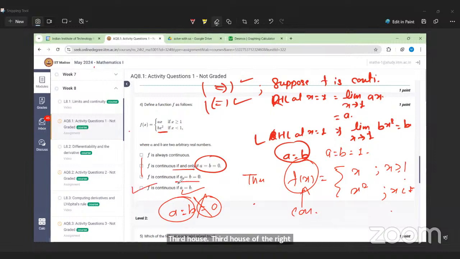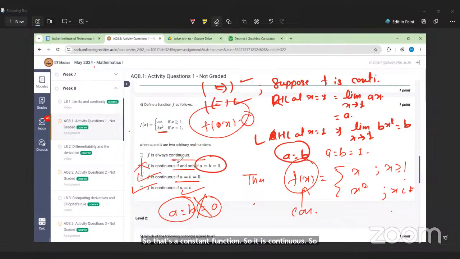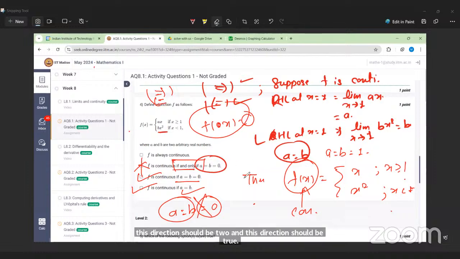And third is also correct, because if a equals b equals 0, then the function is nothing but 0, right? F of x will be equal to 0. So that's a constant function, so it is continuous. So that's why this option is correct. This option is not correct because it's saying if and only if. So that means this direction should be true and this direction should be true. The one direction is true because if a equals b equals 0, then f of x is just a constant function, so it will be continuous. But for the other one, continuity is simply implying a equals b. It is not restricting us to a equals b equals 0. So that's why this option is not correct.